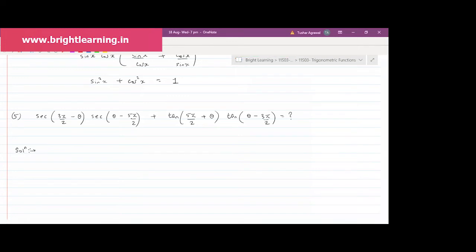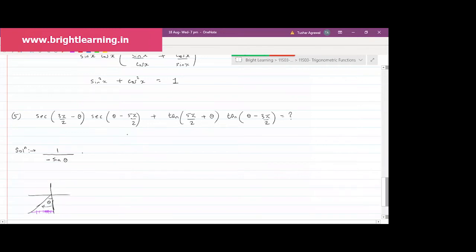Sec of 3 pi by 2 minus theta. So what is sec? Sec is 1 upon cos. So 1 upon cos of 3 pi by 2 minus theta. Just imagine 3 pi by 2 minus theta, we came back in the theta direction. We have to calculate cos of this value. Cos of this value is this magnitude with a negative sign, the magnitude of the purple line with a negative sign. So minus of sine theta, multiplied by sec of theta minus pi by 2.